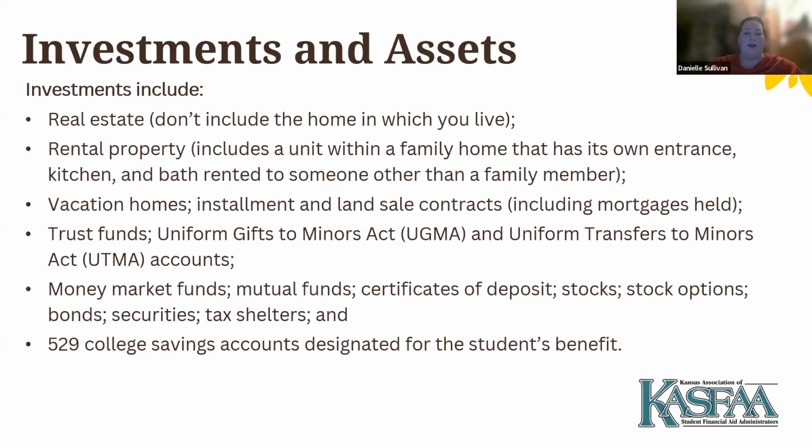So continuing on, I want to define what's going to be included in investments because this question does come up quite a bit. And the FAFSA does provide a nice list if you click on the question mark button while you're in the FAFSA. But generally speaking, investments are going to include any real estate except for the home they live in, any rental properties, vacation homes, trust funds, UGMA accounts, and UTMA accounts, money market funds, mutual funds, CDs, stocks, and bonds, and also 529 college savings accounts. Well, I'll talk a little bit more about 529 in just a minute because there's a weird thing with those.